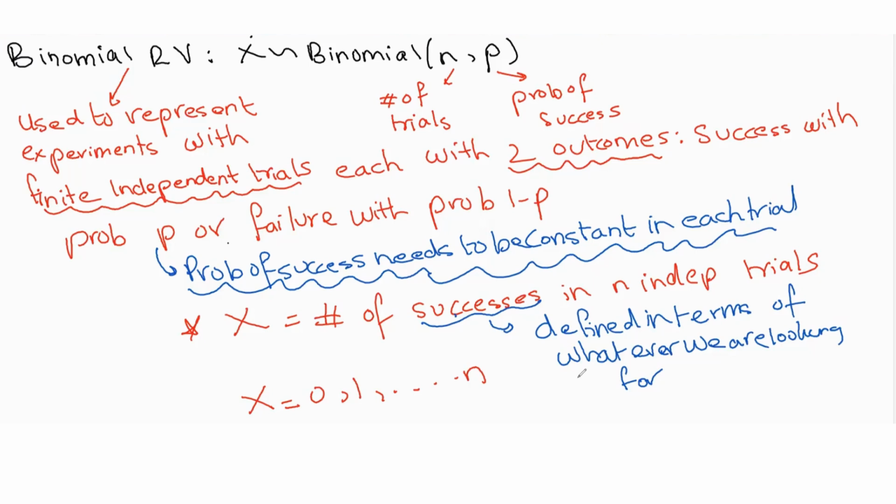And obviously, if we were interested in the number of tails, then we would define success to be tails. So in that case, we could define the binomial random variable to be the number of tails that we get in 10 trials. So again, success is defined in terms of whatever we're looking for. So now let's look at a couple more things. First, let's look at the probability mass function of a binomial random variable. So the PMF of a binomial random variable is of the form.